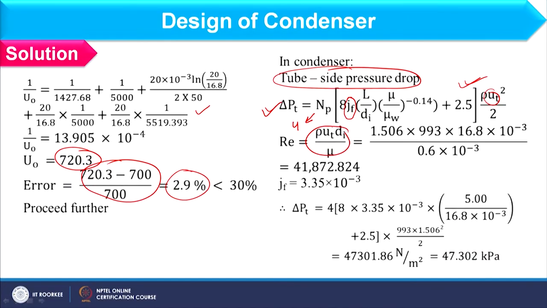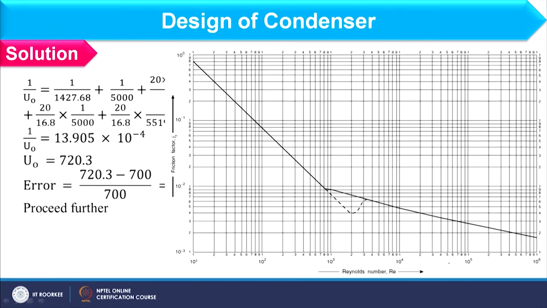So, to find out Jf value, I have to find out Reynolds number, and you can use this expression to find out Reynolds number, which comes out as 41872.8, and according to the Reynolds number, you can find out Jf value from the graph as this. So, if you see Reynolds number is around 4.1 into 10 to the power 4. So, somewhere here the value will lie, and if you consider, you can consider this value as Jf value, okay. So, it means it will be around here, okay.